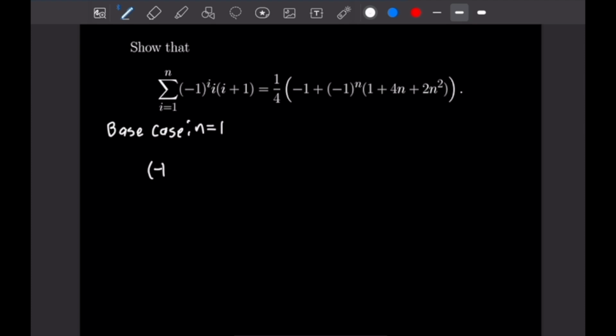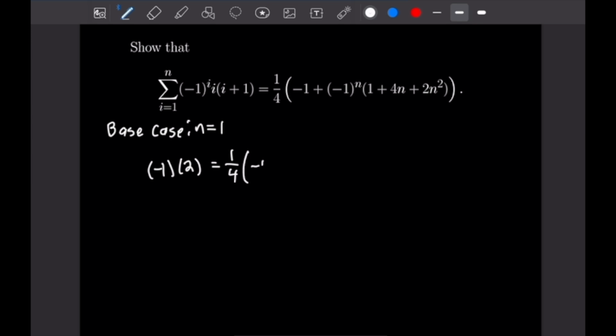We will have negative 1 to the 1, which is just negative 1, times 1, which is just 1, times 1 plus 1, which is 2. So we can see that that will give us negative 2. And on the right-hand side, we will have 1/4 times this big thing we have here on the left.